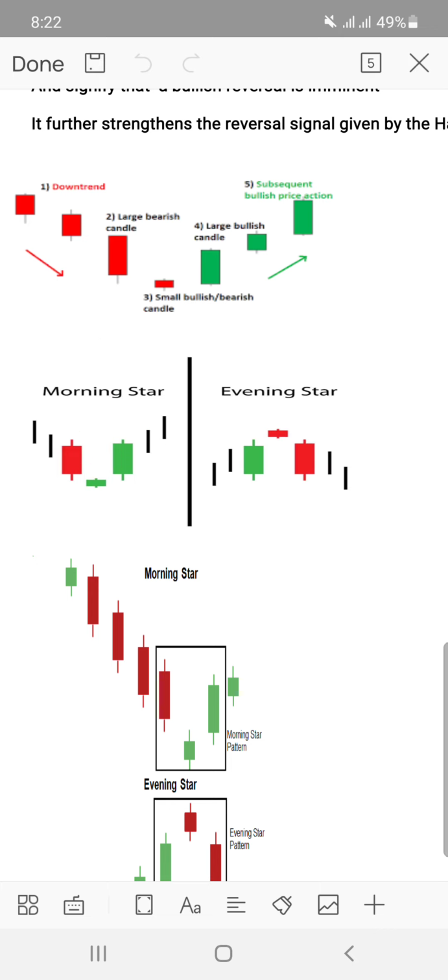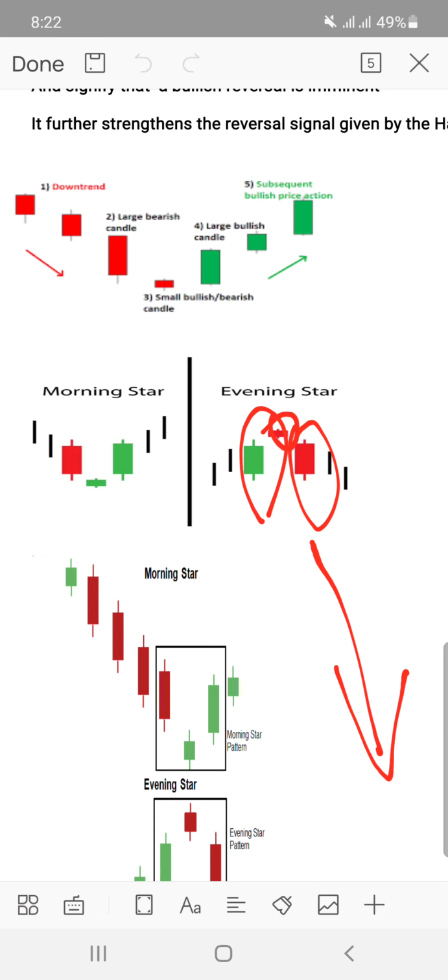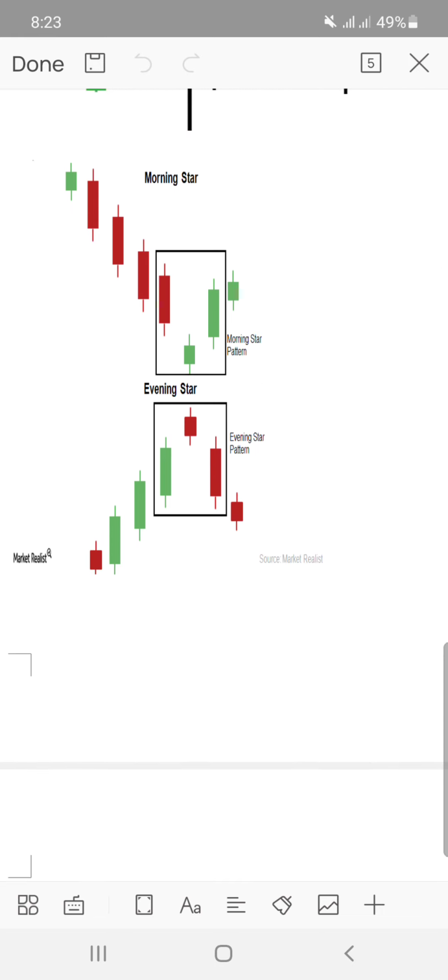Then for the evening star, at the end of an uptrend, you notice a bullish candle, then in the middle a doji or hammer, then a bearish candle. That is giving you a signal that you should sell the market. So that's just the psychology behind the morning and evening star. You understand?